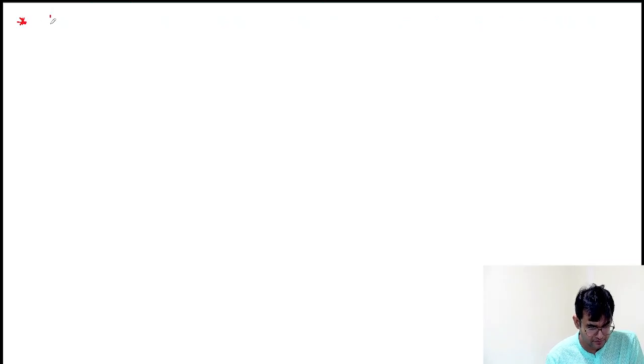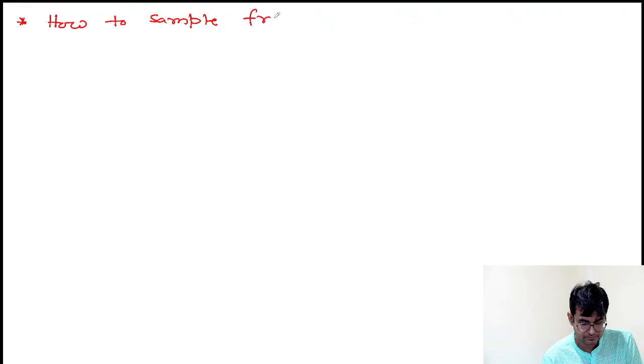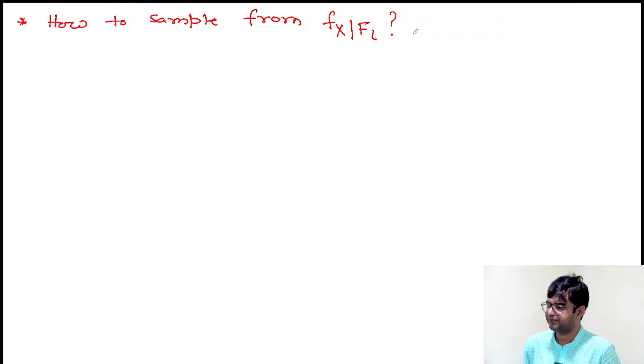Okay, how to sample from f x given fi, let's say a generic one, right, where I can change. Yeah, so any doubt? No? Threshold selection, right?